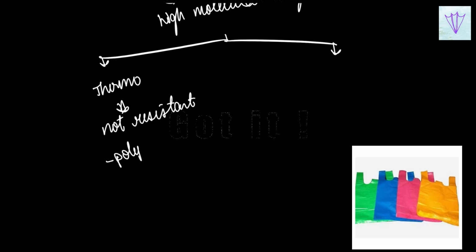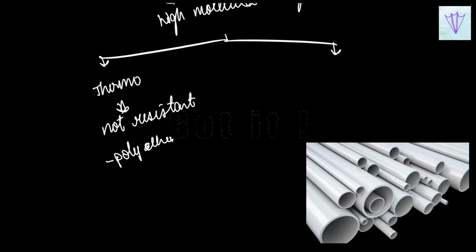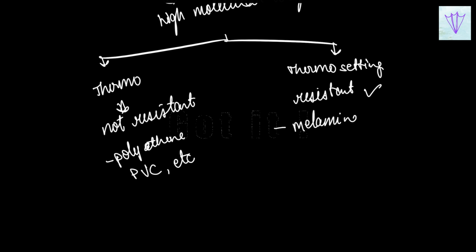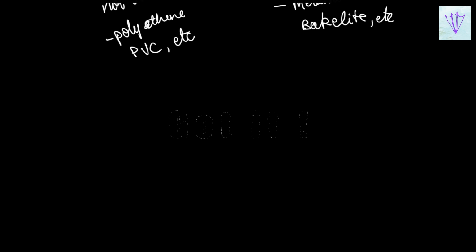Some examples are polythene, PVC, etc. And the other type is thermosetting plastics. Thermosetting plastics are resistant to heat, and they can be molded only once and cannot be reshaped again. The examples are melamine, bakelite, etc.